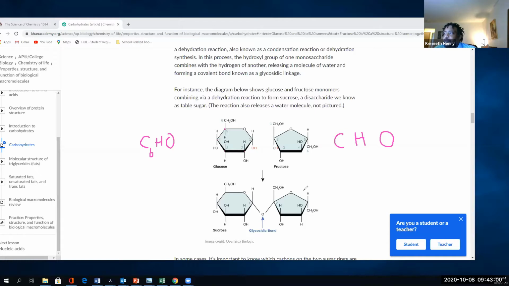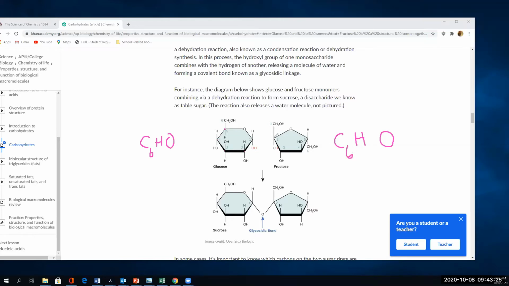Same concept. 4, 5. And what about this one here? 7. Count it again. There's 1, 2, 3, 4, 5, 6. Okay. Each empty corner, where there's not a letter, that's going to be a carbon.